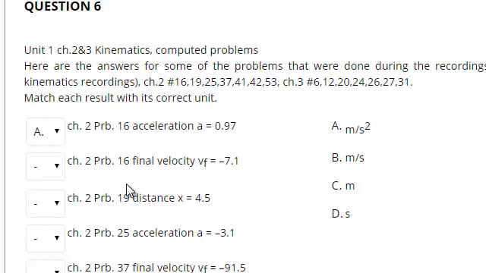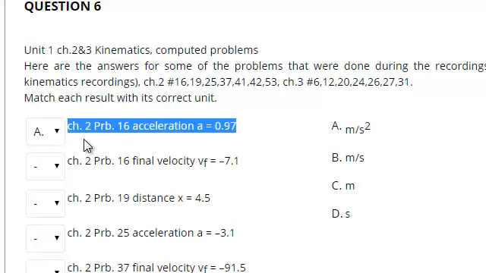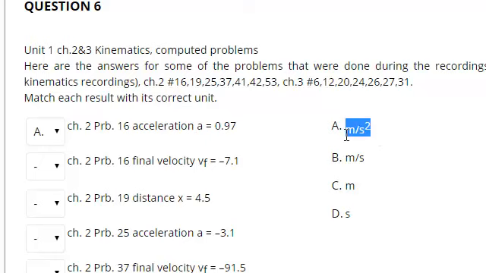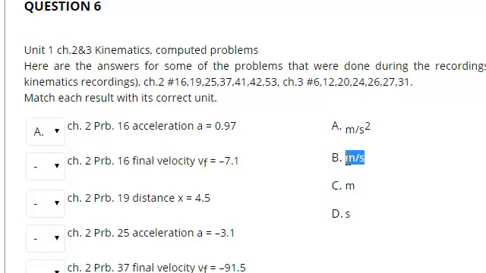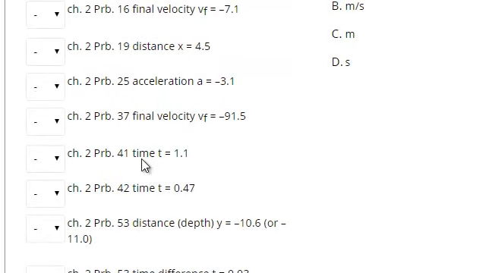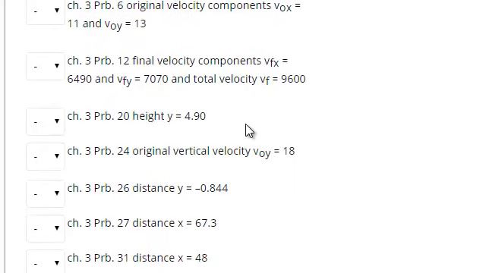The way I word it here, though, is almost a dead giveaway. I mean, here it says, Chapter 2, Problem 16, look it up, and the acceleration is 0.97, match it up with the units. Well, it says acceleration right here. Well, that must be this one, meters per second squared. Or here it says final velocity, negative 7.1, well, that must be meters per second. Or here it says distance, well, that must be meters, and so on. Or here it says time, well, that must be seconds, and so on. So it's almost a dead giveaway, but I still want you to look at those and calculate them as well.